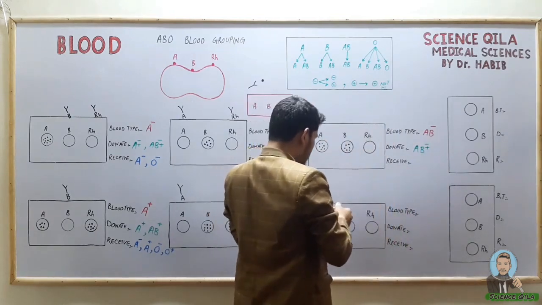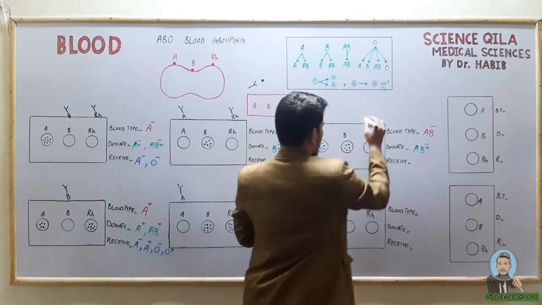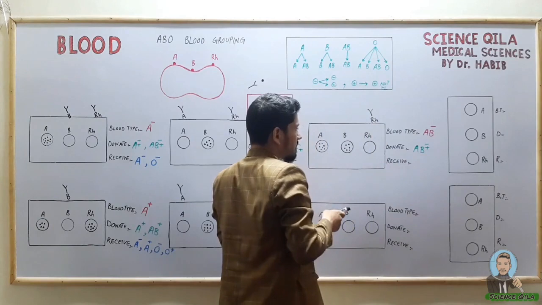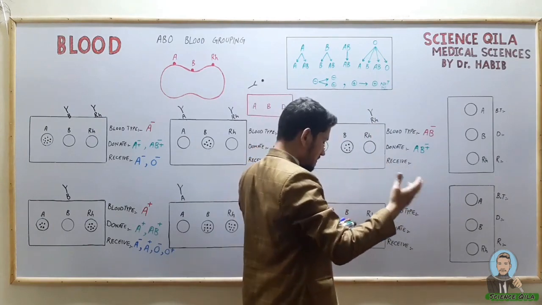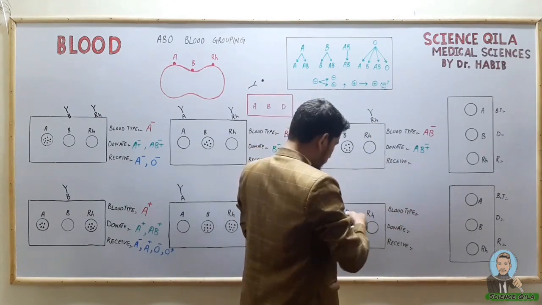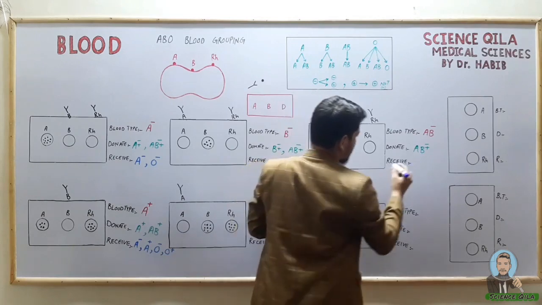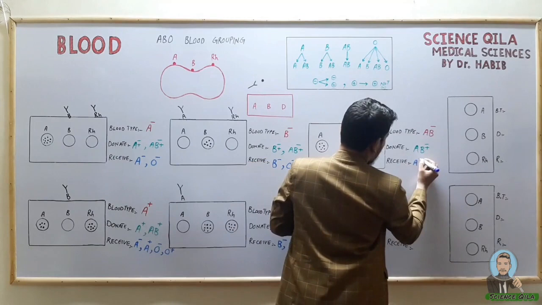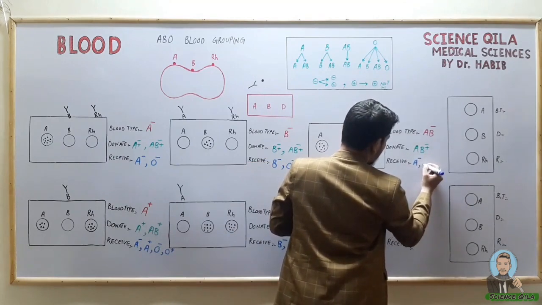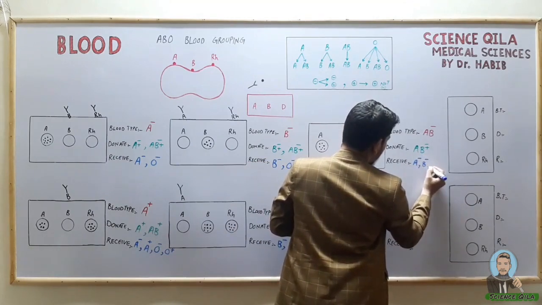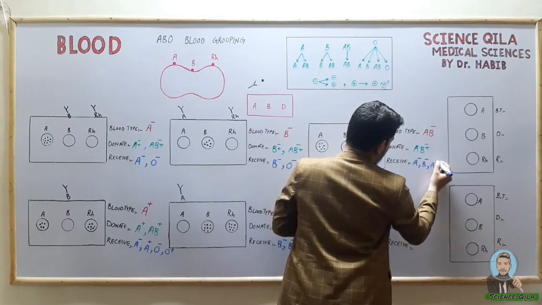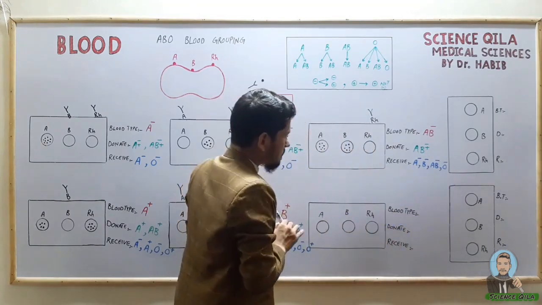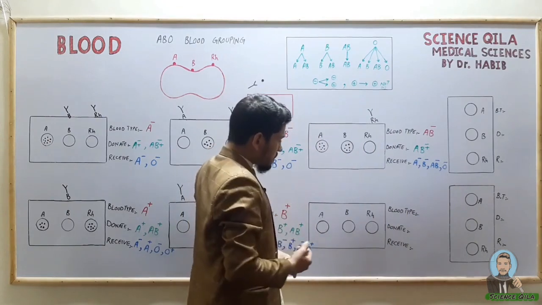Receive. This person will develop antibodies against RH. So it means it cannot receive the blood from those blood type patients that are positive. So it can receive the blood from A negative, B negative, AB negative, and O negative. Okay, now let's proceed to the next.